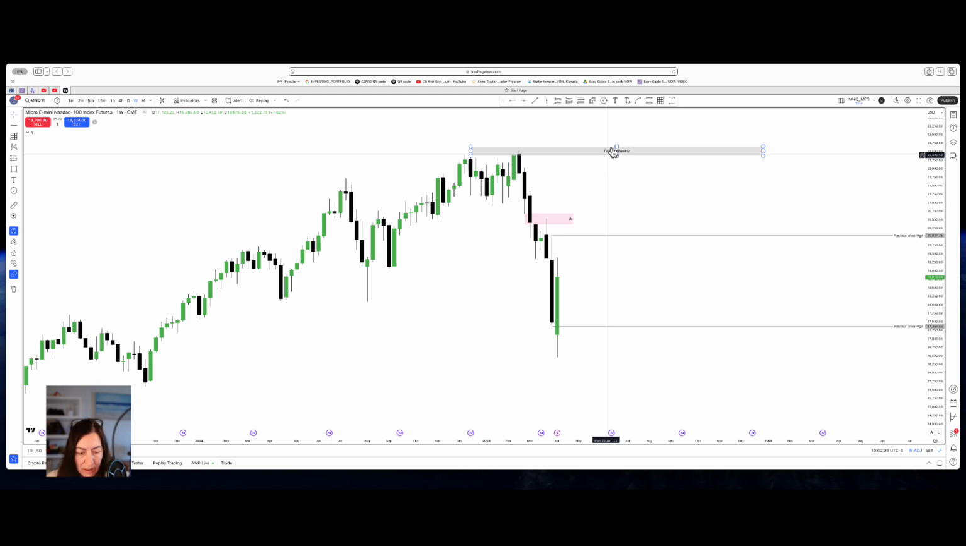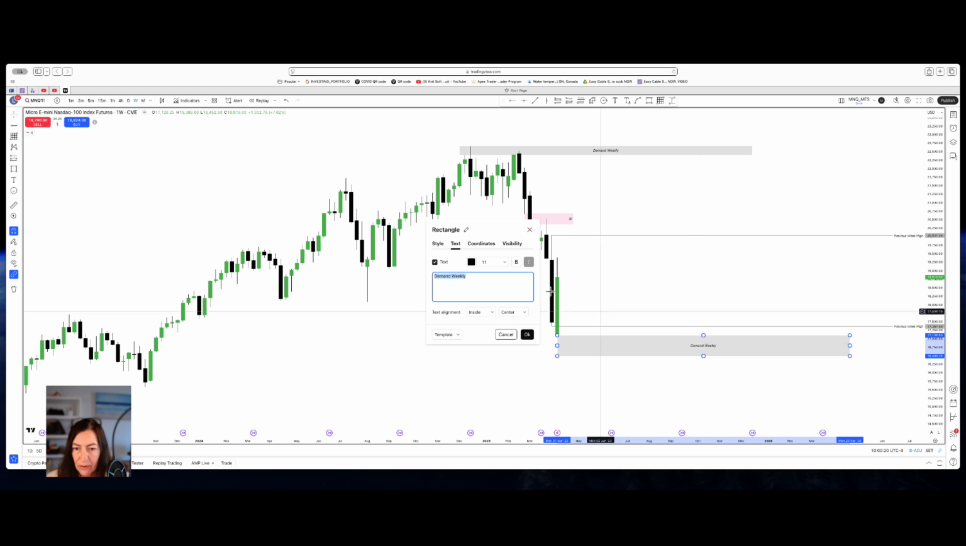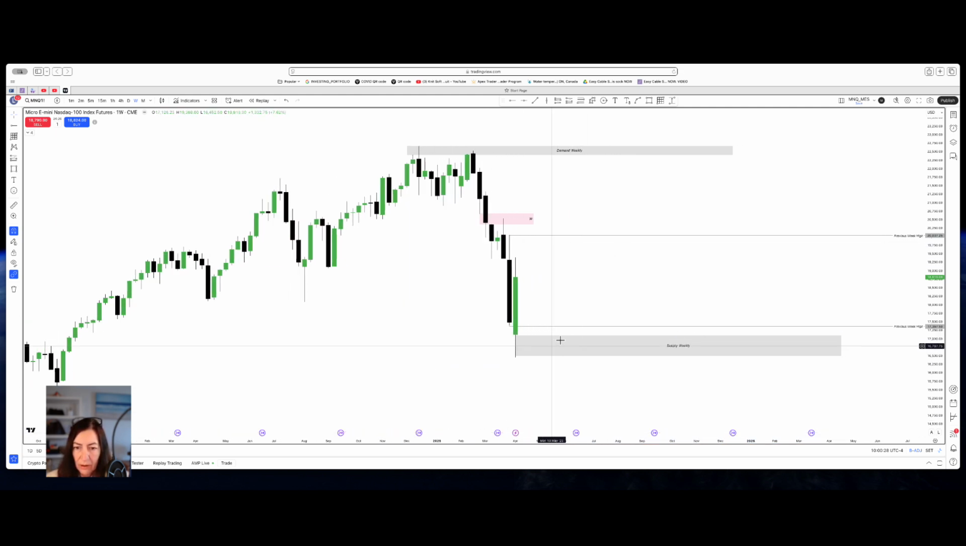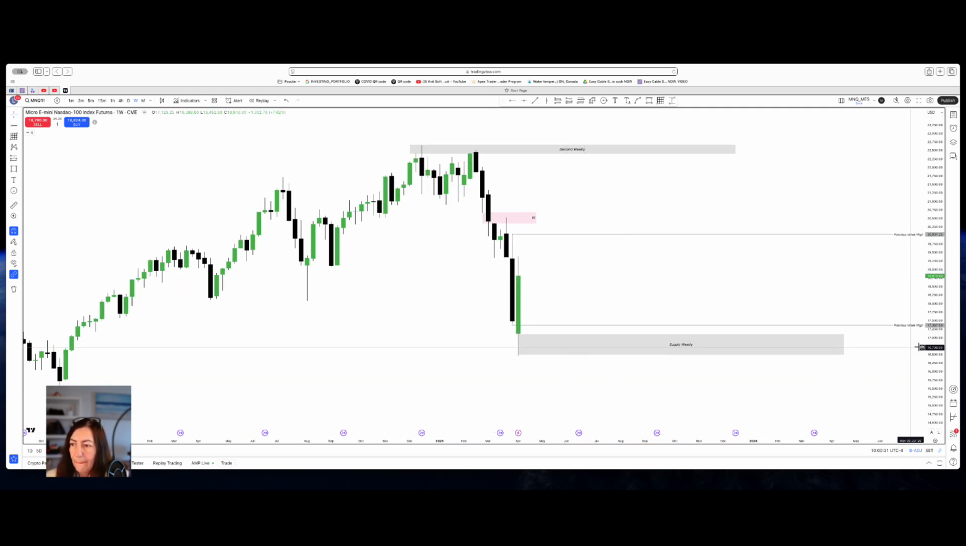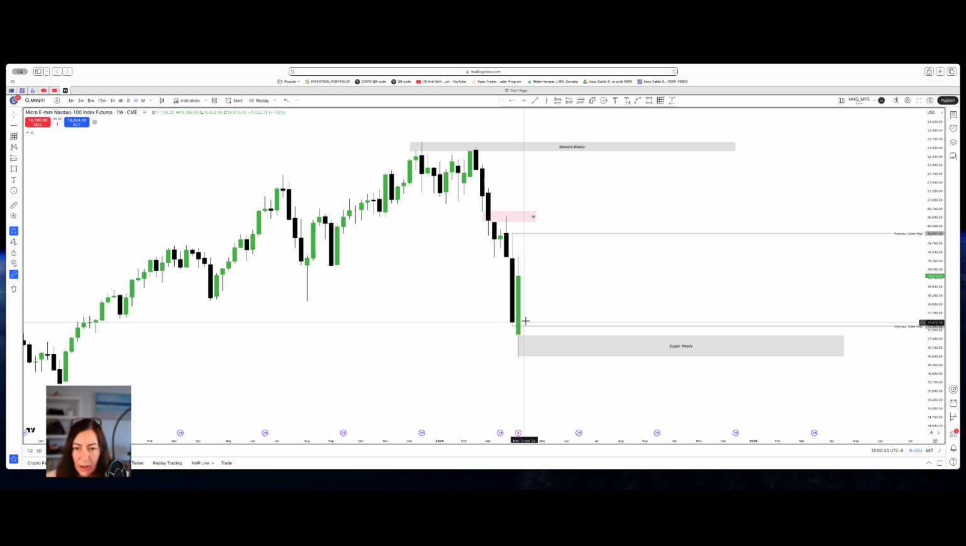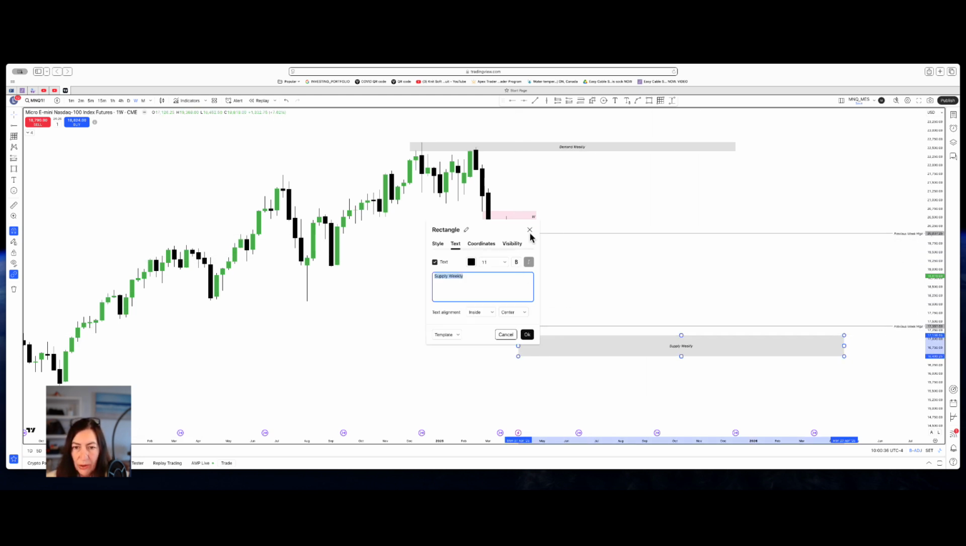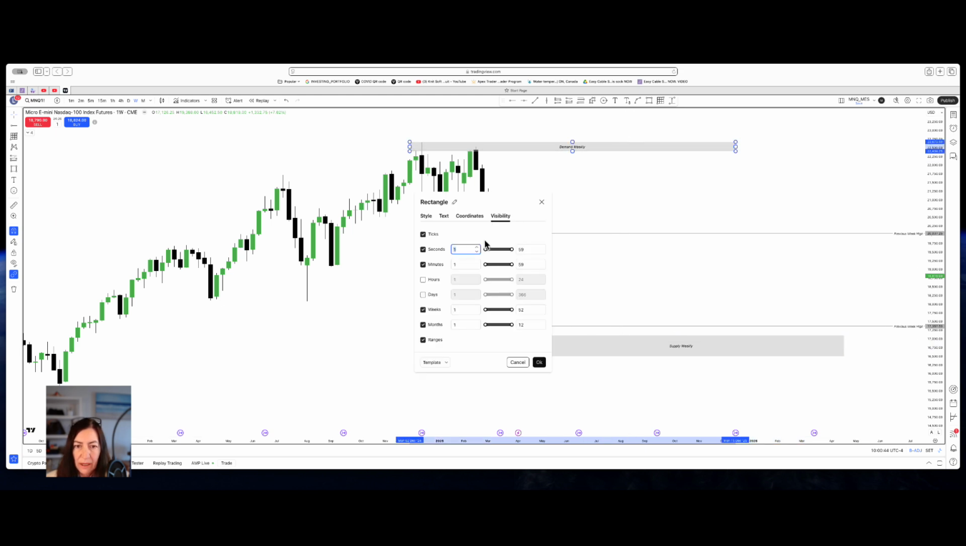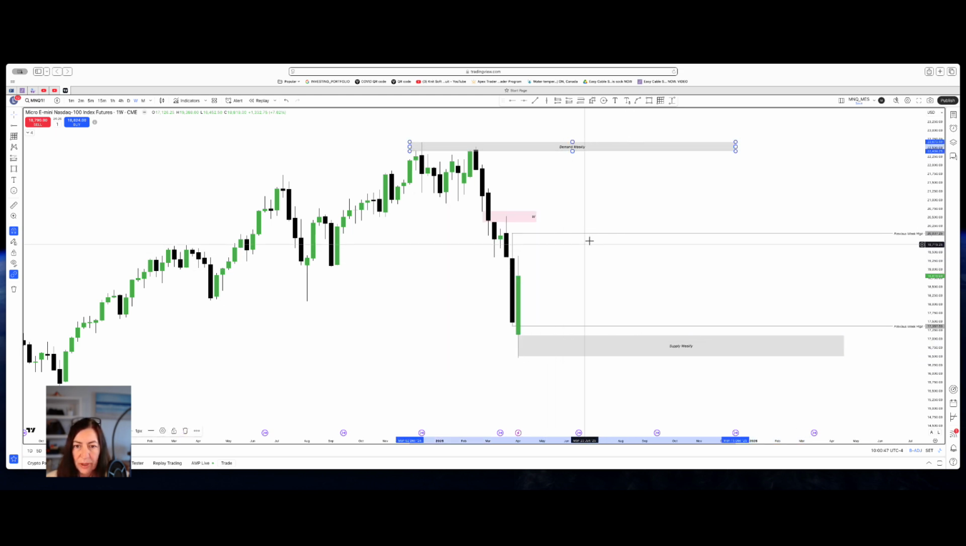So we've got our demand weekly up here, and then I'm just going to copy. And this is going to be our supply weekly here. This is our previous week high, our previous week low, and I'm going to make sure that my chart doesn't get cluttered on the smaller time frames. So I'm going to remove this from the minutes, and I'm going to remove this from the minutes. I only want to see this on the weekly.